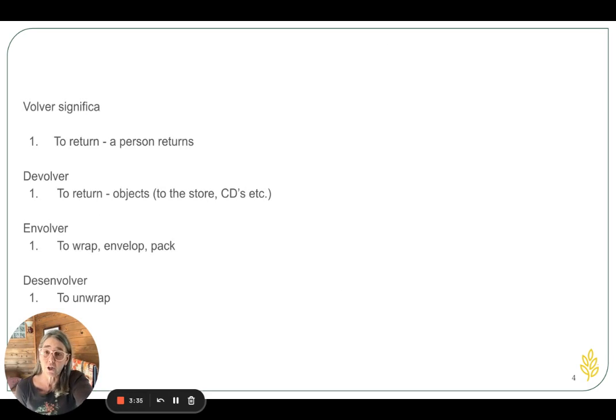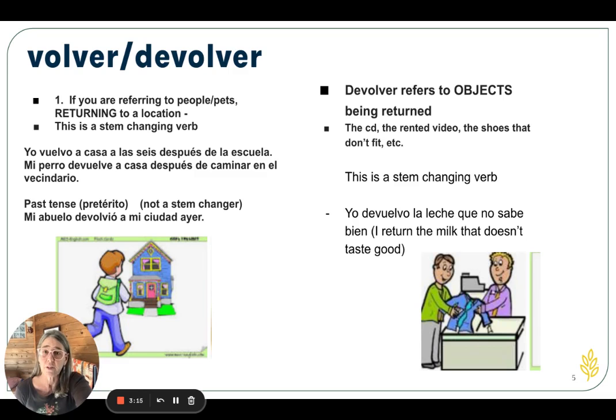A person returns, such as a person returns home after school. Devolver is objects are returned. So as a person, you don't say yo devuelvo a casa. We'll talk about that. And then we'll just get into envolver, which is to wrap. Notice it's got the prefix en, and desenvolver, which has got two prefixes, which means to unwrap. So let's talk about those verbs first.